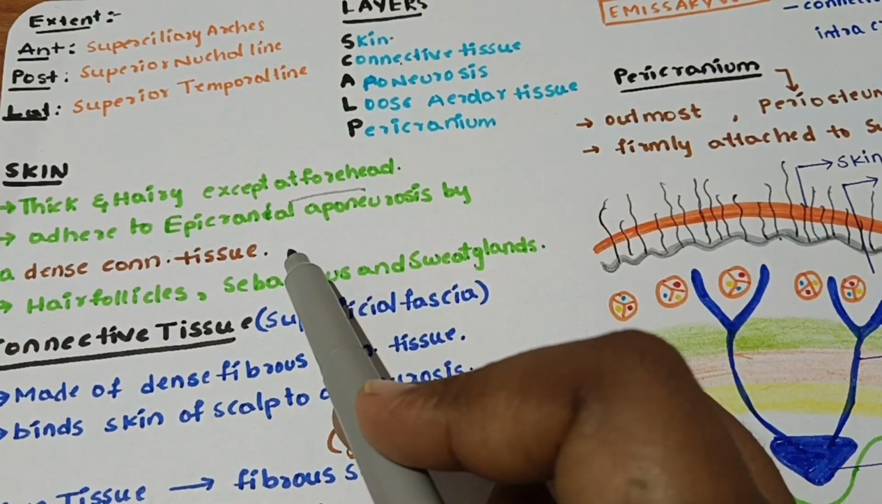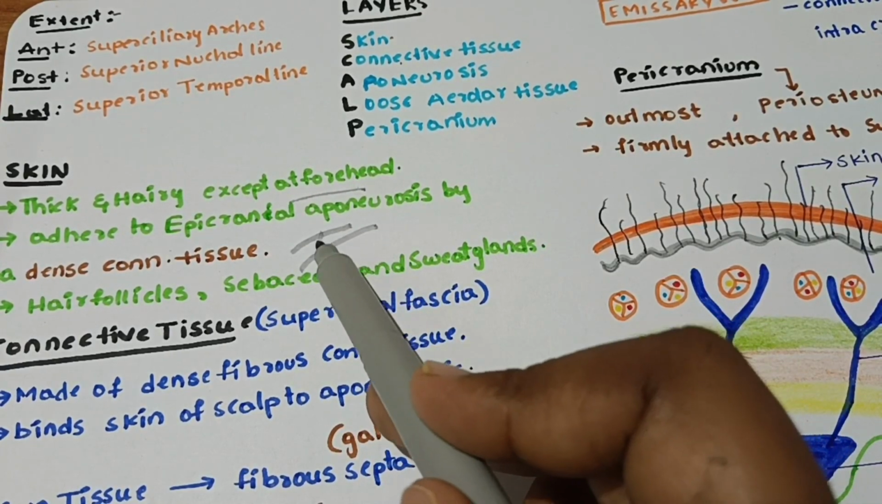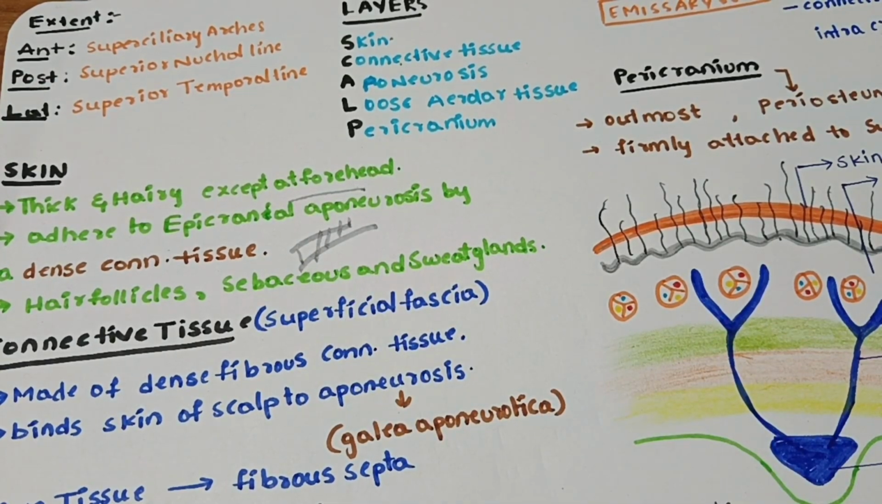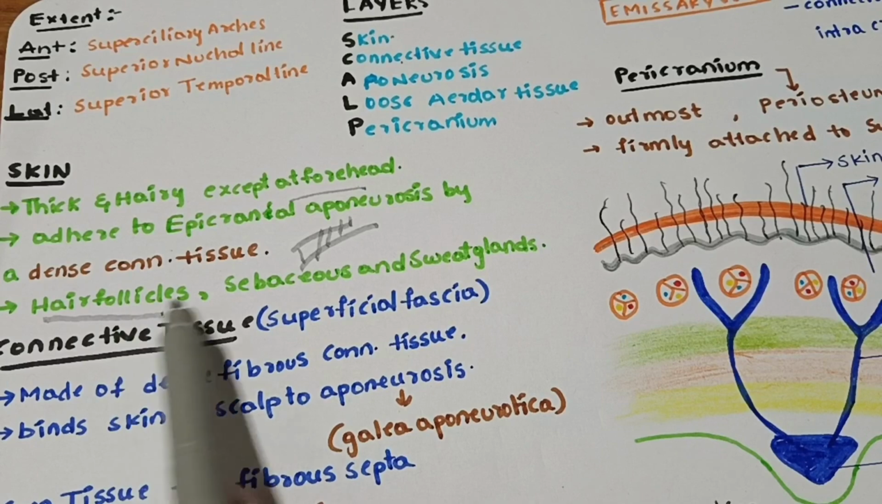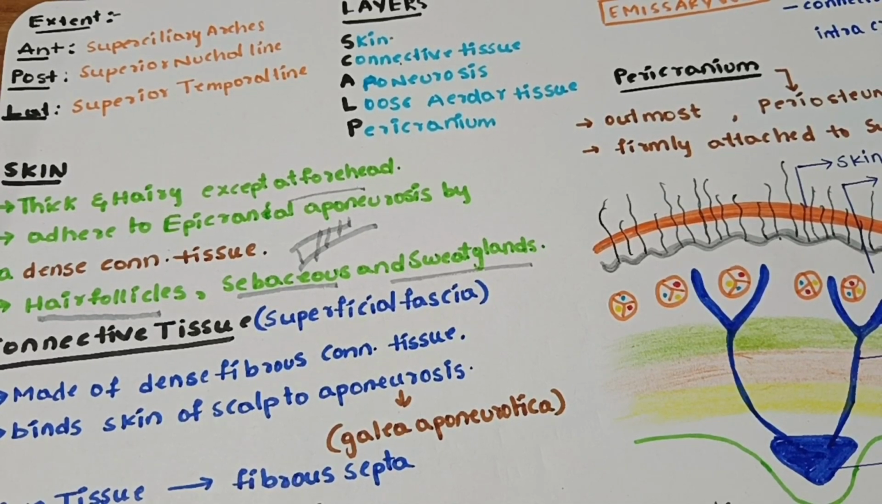This is the skin, the first layer, and this is the aponeurosis. These two layers are connected by connective tissue. The skin of scalp contains hair follicles, and if hair follicles are present, sebaceous and sweat glands are obviously also present. Due to the presence of sebaceous glands, this area is prone to the development of sebaceous cysts.